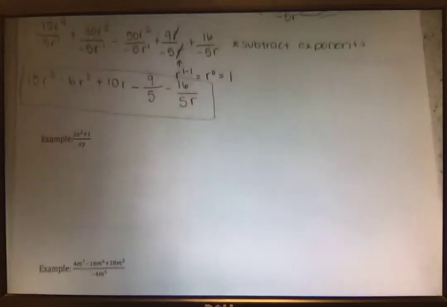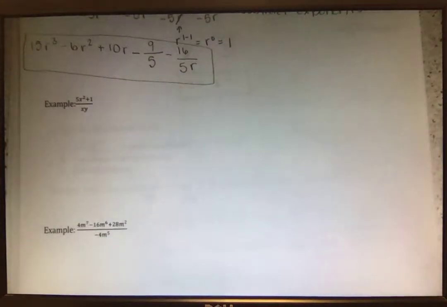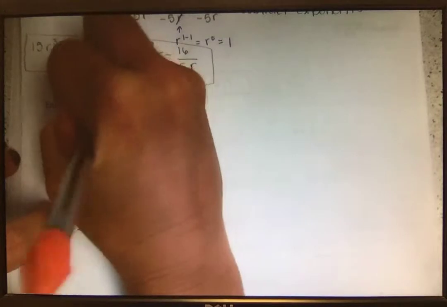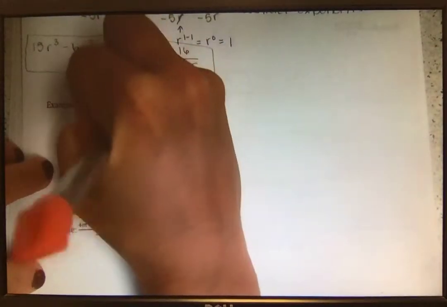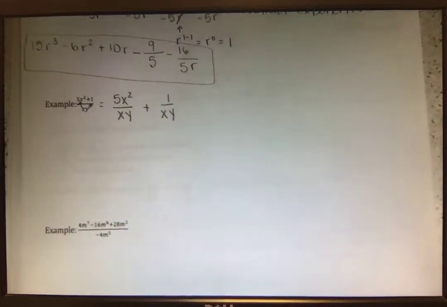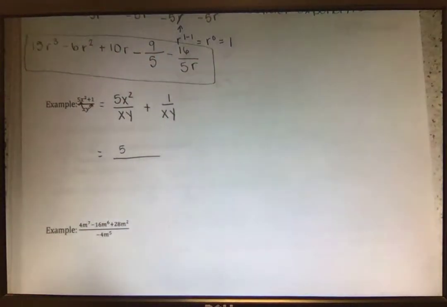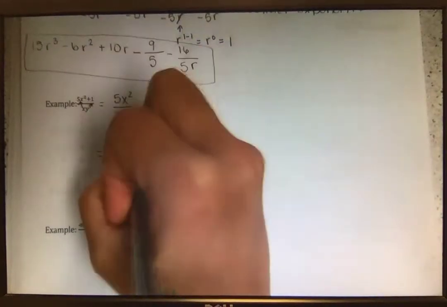Same thing for our next example. We have 5x squared plus 1 divided by xy. We're dividing by one term, so I can break this up and write each term separately as its own little fraction over xy. So we have 5x squared over xy plus 1 over xy. Simplifying each one separately, that 5 is going to stay up top. I have two x's on the top, one on the bottom.